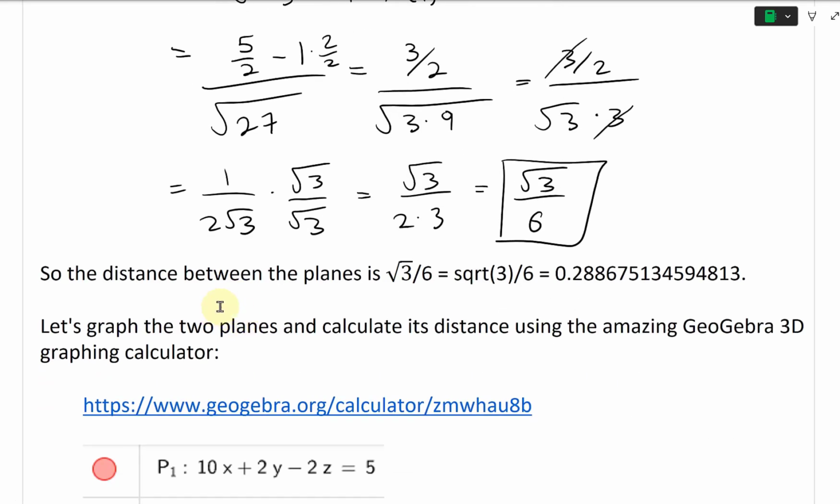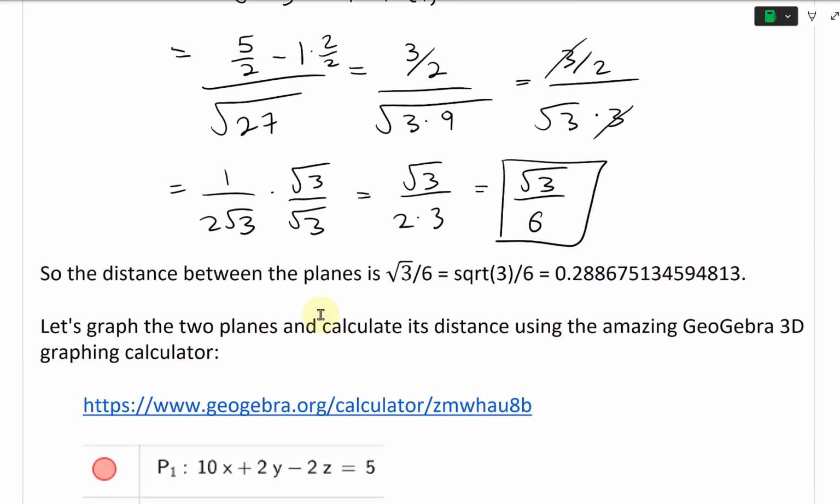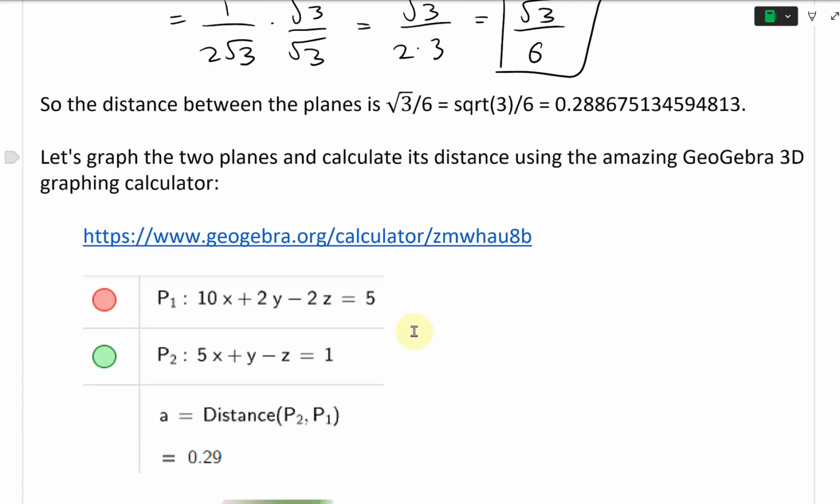Alright, and now going further, we can calculate this out. The distance between the planes is square root 3 over 6, and you can just type this out in the calculator, SQRT, or square root 3 over 6. Using my OneNote calculator, it equals 0.2886, and it keeps going on and on. It's pretty amazing that I built in the OneNote calculator.